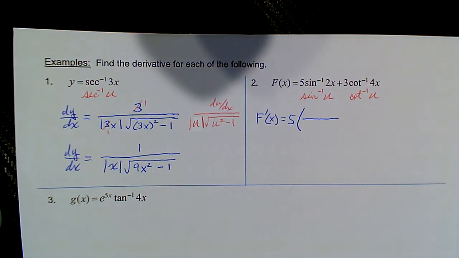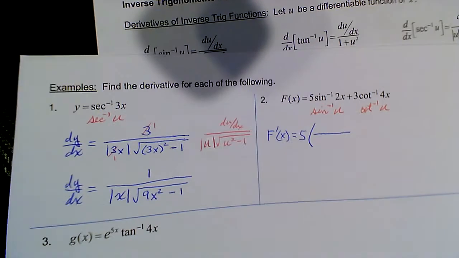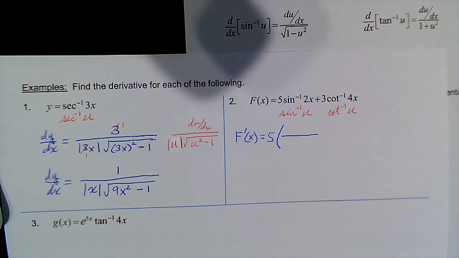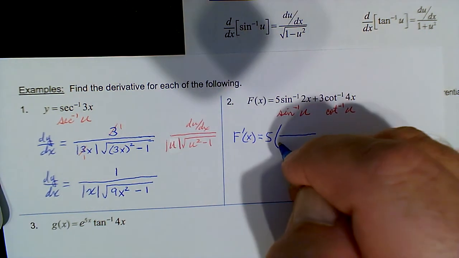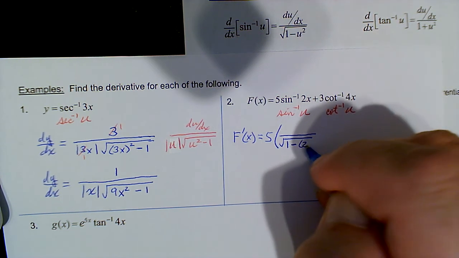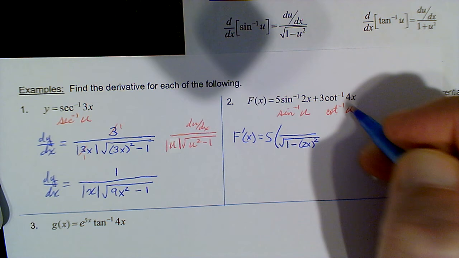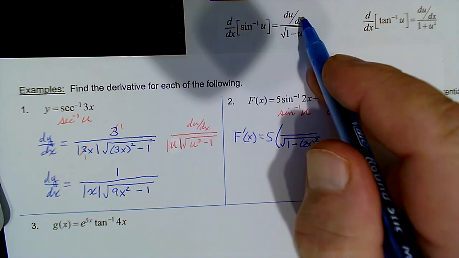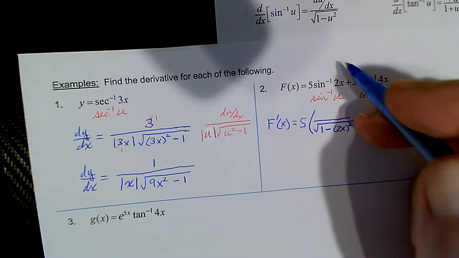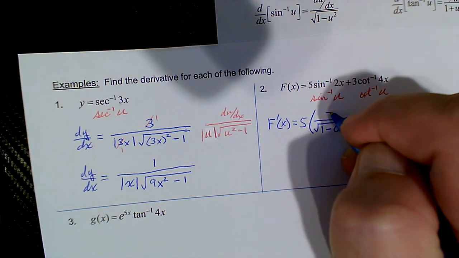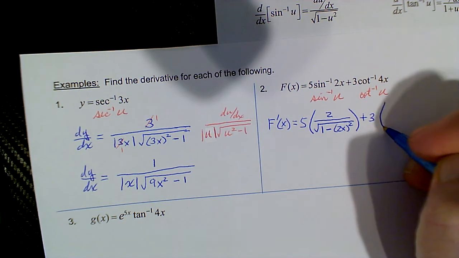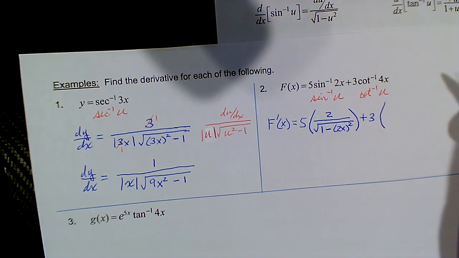Referencing the formula sheet, for the inverse sine, we have in the denominator the square root of 1 minus u squared. So that's the square root of 1 minus, u in this case is 2x, but that as a quantity has to be squared. And then the numerator du dx, just matching up the formula. And du dx is just the derivative of u in this case, which is 2x, so that's 2. Go to the next term, plus 3 tags along as a constant multiple, differentiating the inverse cotangent of u.